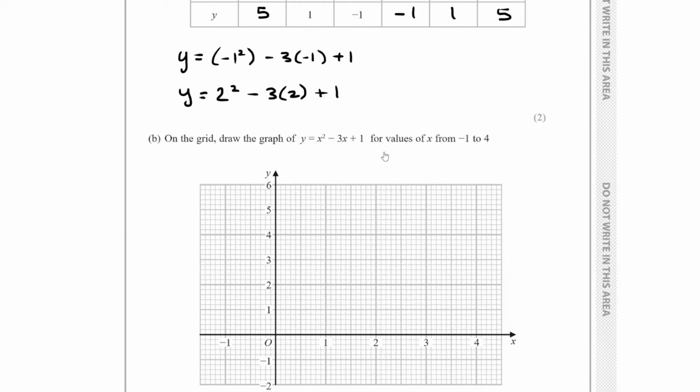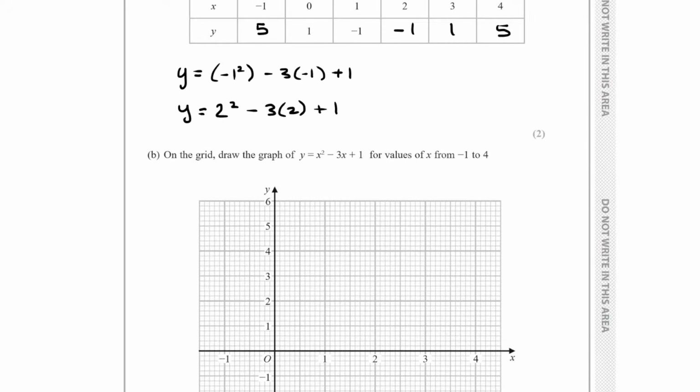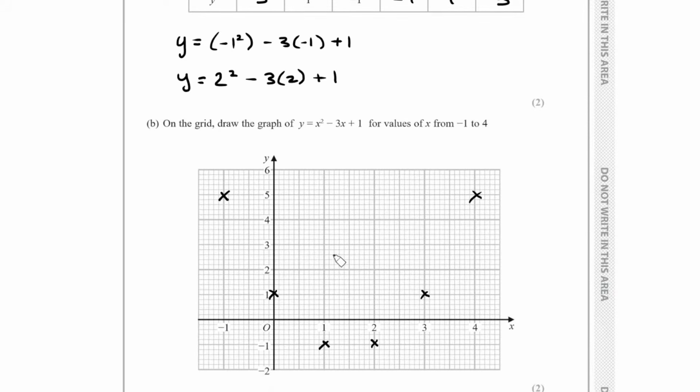Now, actually, I do need to see that. So on the grid, for part B, draw the graph of y equals x squared minus 3x plus 1 for the values of x from minus 1 to 4. So that's the same thing, isn't it? So your table here, you would just fill it out. So minus 1, 5, 1, minus 1, 1 again, up to 5 again. You see where it's going back up again. Now, use a pencil when you do this, just in case it goes really badly wrong. You need to rub it out and try again. We need to join these up as smoothly as possible.